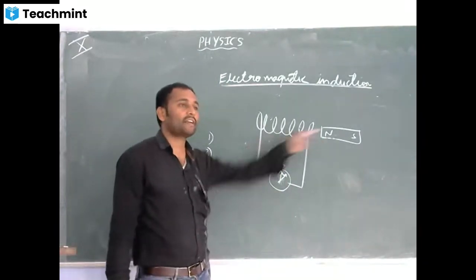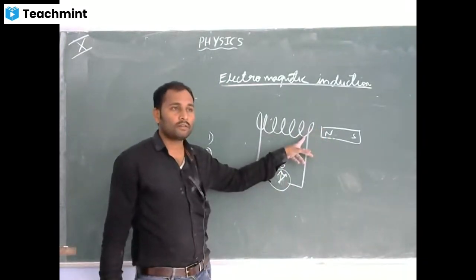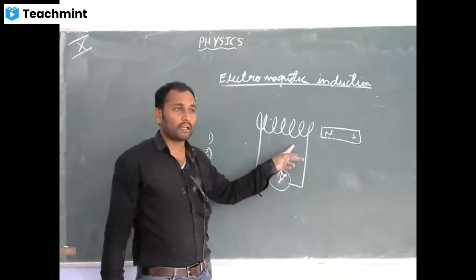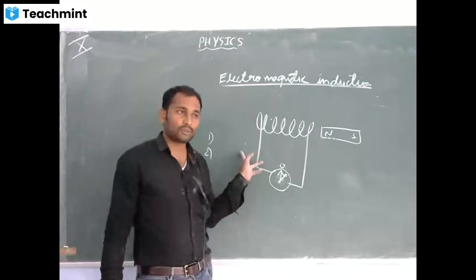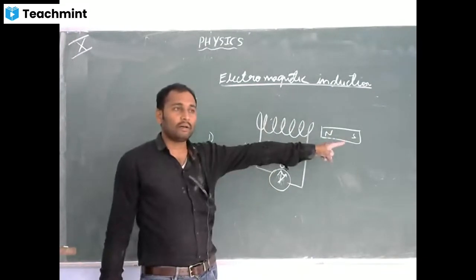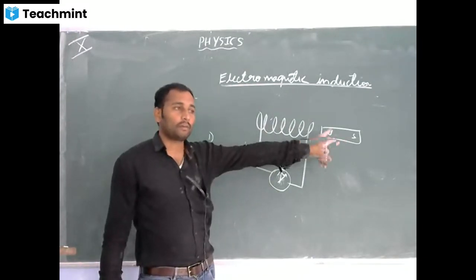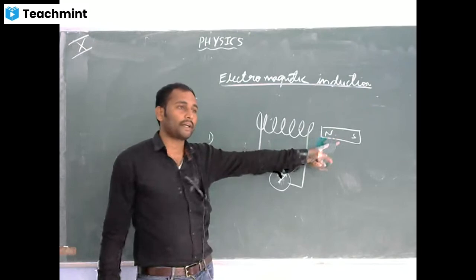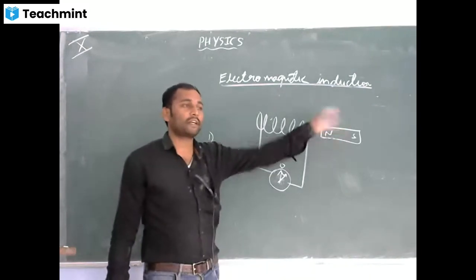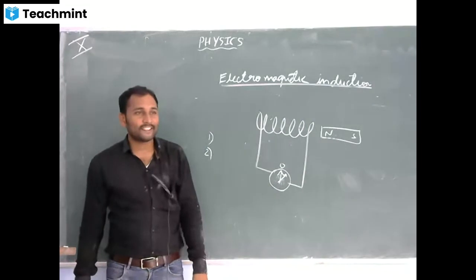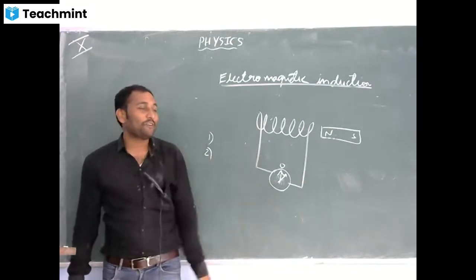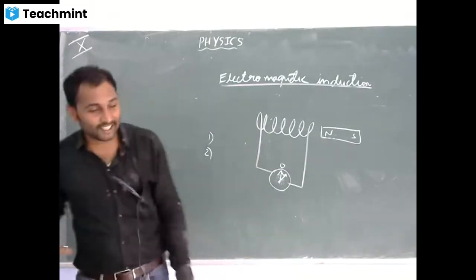First law: when the magnetic flux linked with the coil changes, induced EMF is developed in the coil. Second law: the magnitude of induced EMF is directly proportional to the strength of the magnet, the number of turns of the coil, and the speed with which the magnet moves inside the coil. Is it clear? These are the two laws of Faraday. Clear?